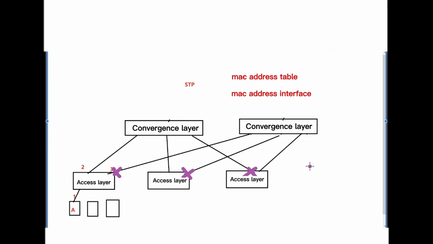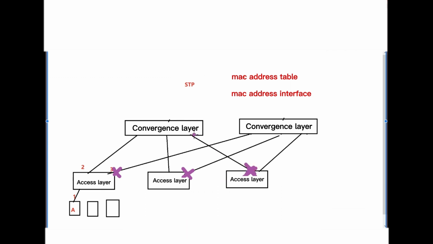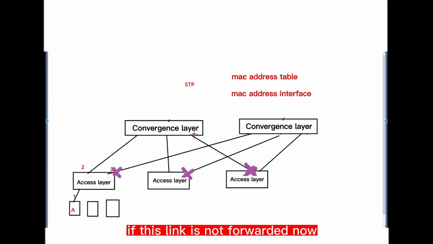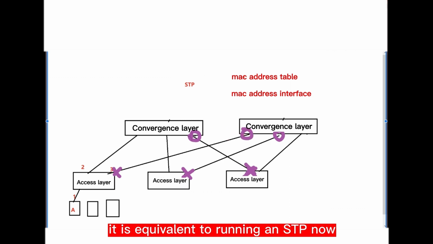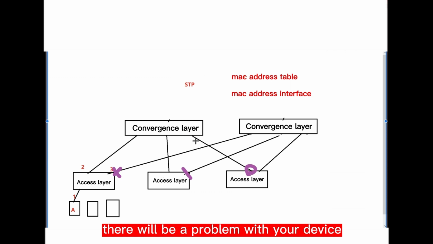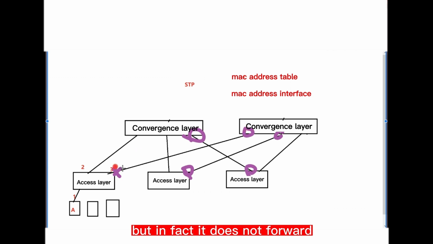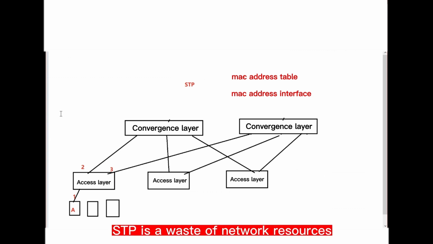Everyone should know this interface is very expensive. The modules actually have overhead. You will find that if this link is not forwarding, the other party's interface is in fact wasted. It is equivalent to running STP now. You will find there will be a problem with your device. This interface appears to be up, but in fact it does not forward. It's wasted. So in fact, STP is a waste of network resources.